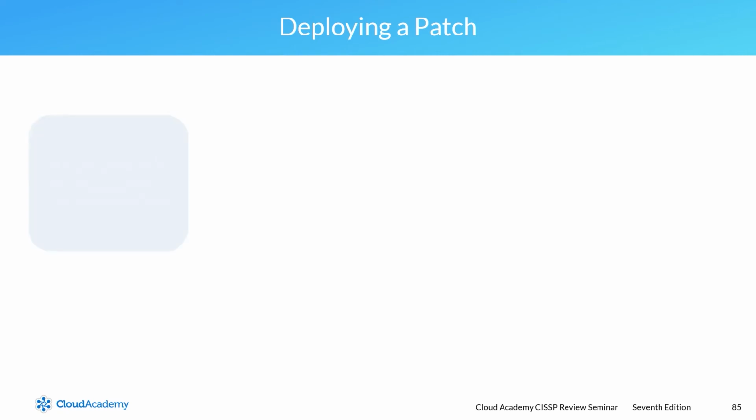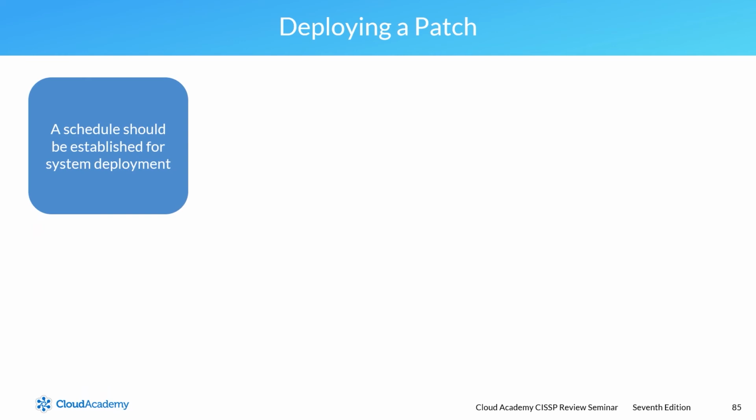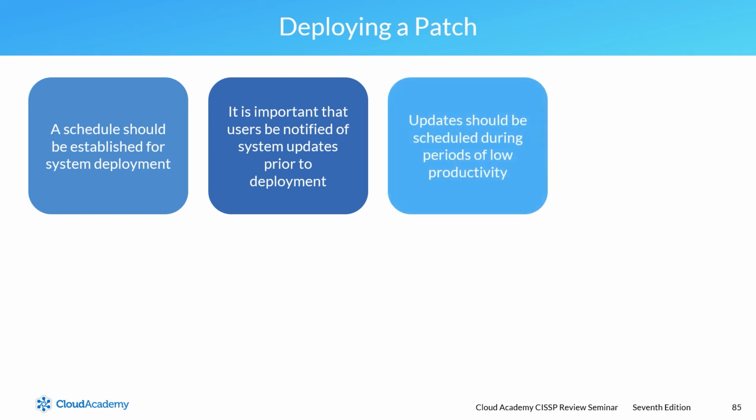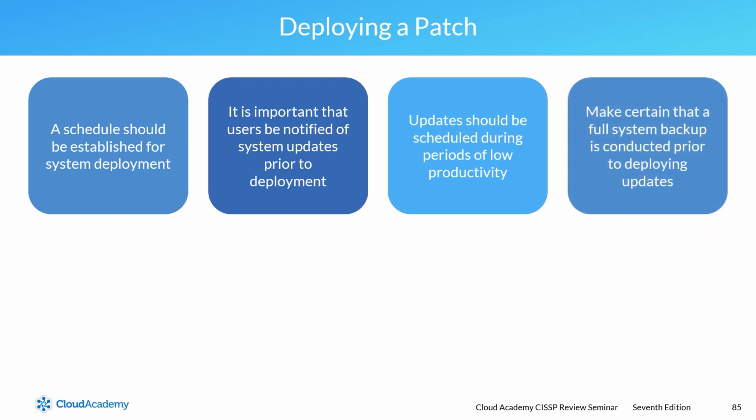We should establish a schedule that can be published so that users can plan their work accordingly. We have to be sure that they are always notified whenever a patch is going to be done, whether it's a scheduled one or an unscheduled, say, an emergency type. Updates should, as best we can, be scheduled during periods of low activity or even in the overnight period. We need to make certain that a full system backup is conducted prior to deploying patches.